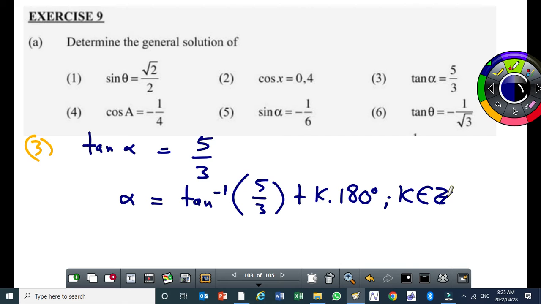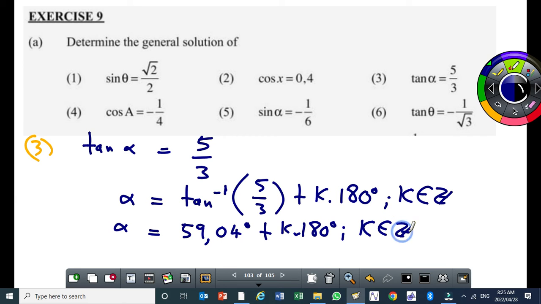Then, if you look at it here, you end up getting alpha equal to 59.04 degrees plus k times 180 degrees, where k is an integer.